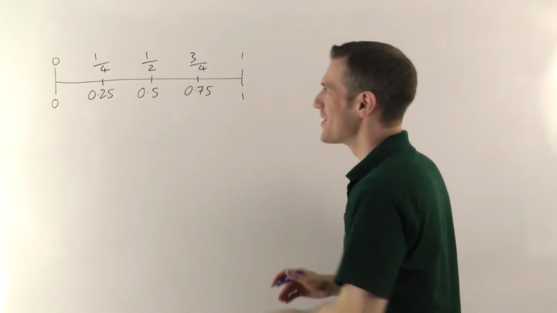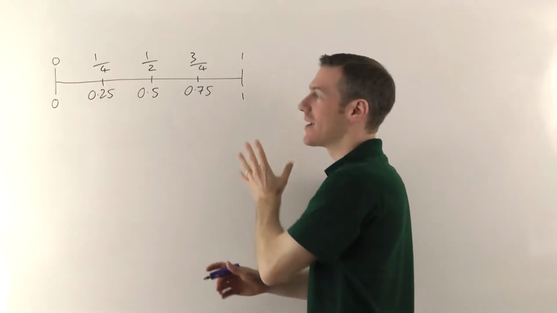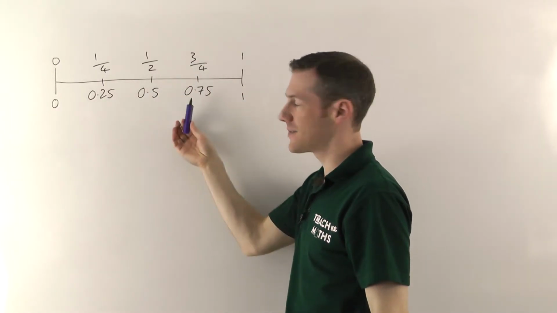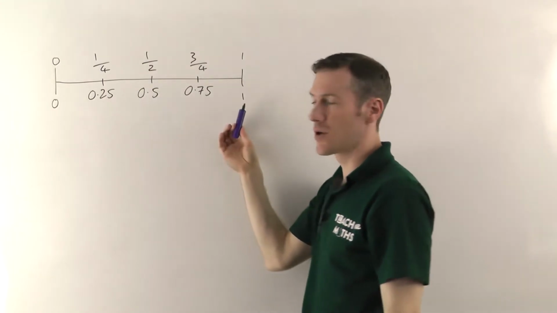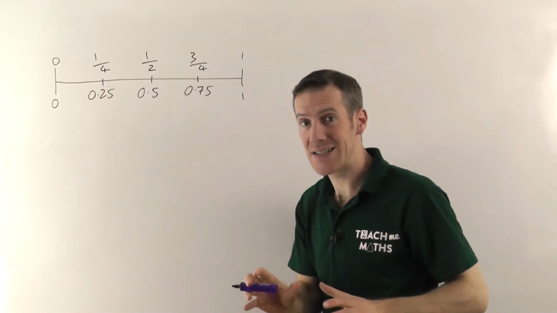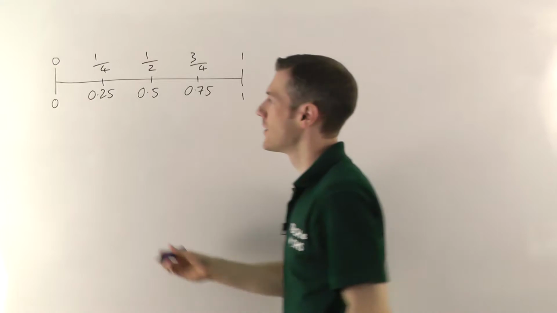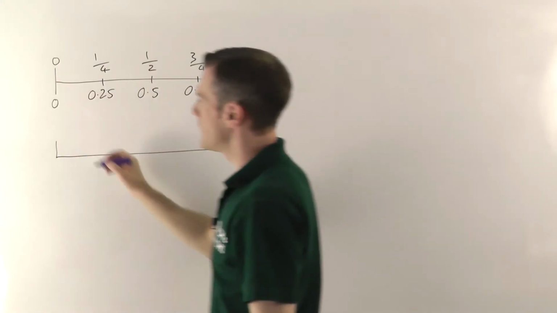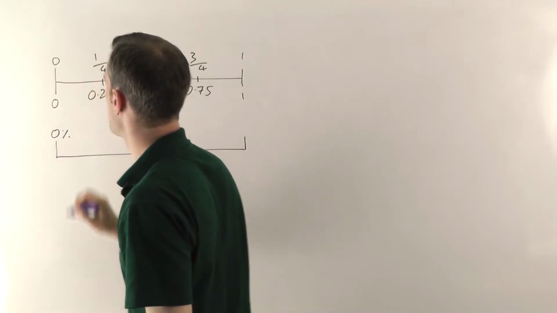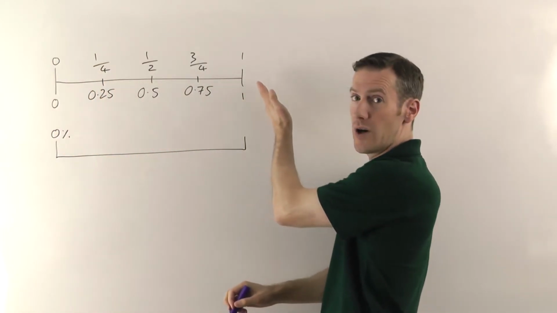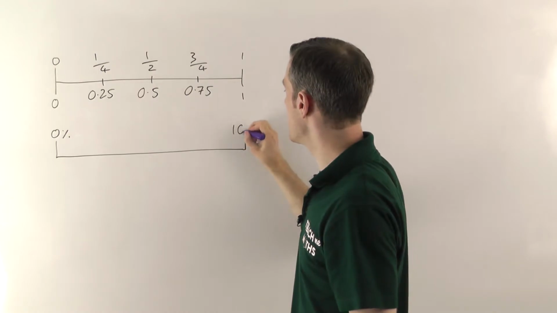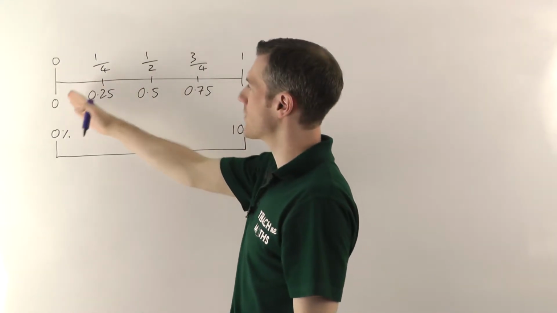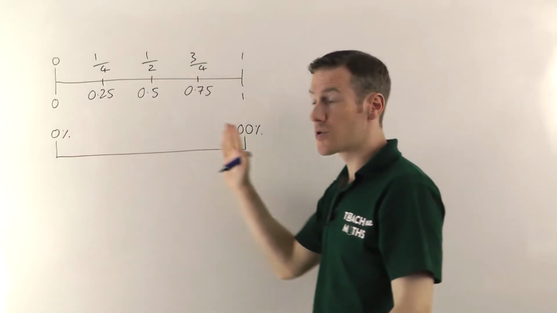All right. The main thing I want you to realize here is that this scale goes from 0 to 1. Fractions and decimals both range from 0 to 1. Percentages are different. If I do the same scale for percentages, you'd have 0% at one end, but at the other end, when you've got a whole one, as a percentage that would be 100%. So whereas fractions and decimals go from 0 to 1, percentages go 0 to 100.